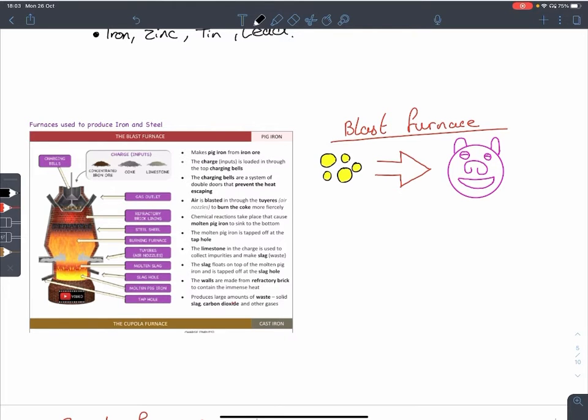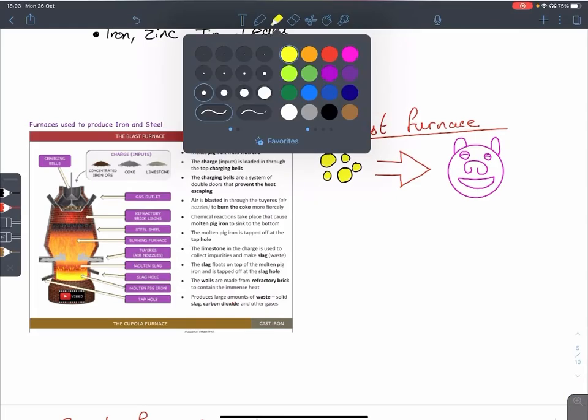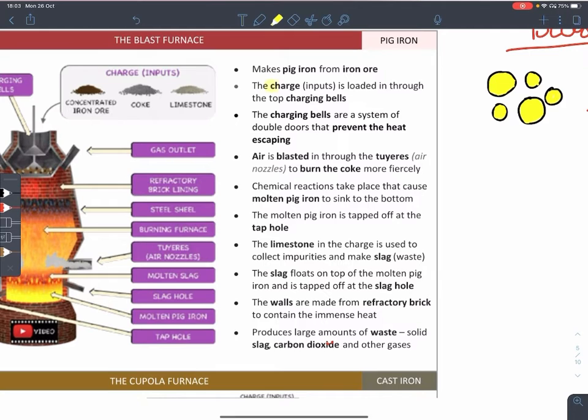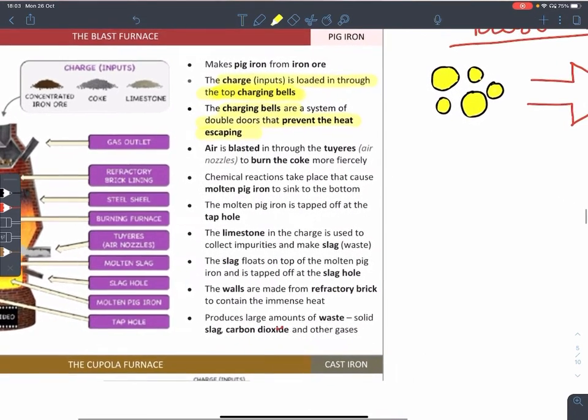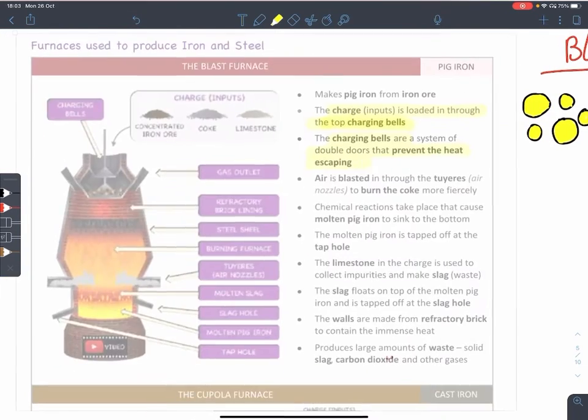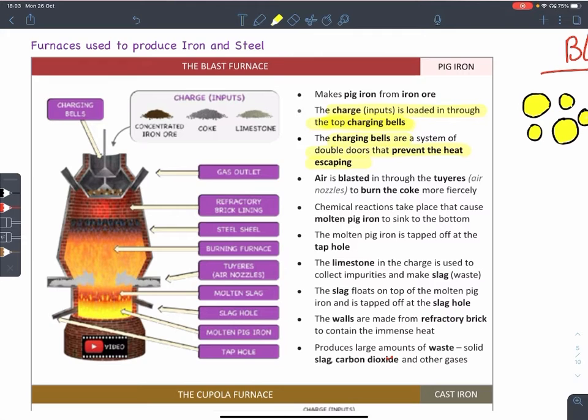So the important part of this, I'll just highlight it here, seeing that it's here with me on the text. I'll zoom in here. The charge is loaded through the top charging bells. The charging bells are a system of double doors that prevent the heat escaping. Air then, this is the point here, air is blasted through the tuyeres to burn the coke.